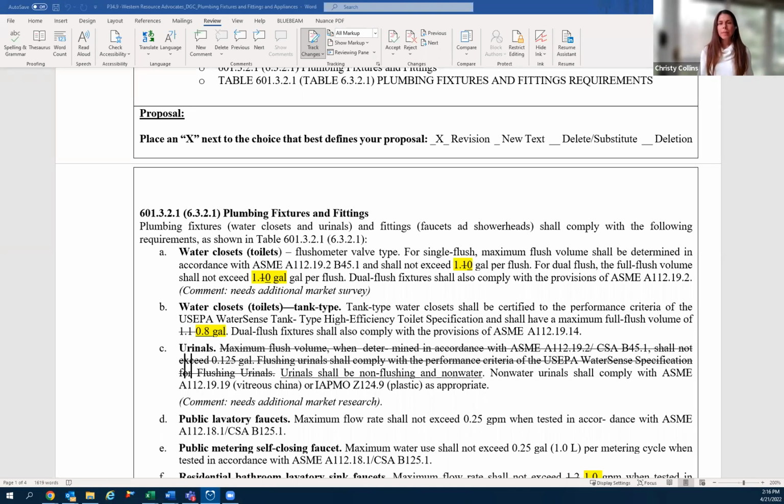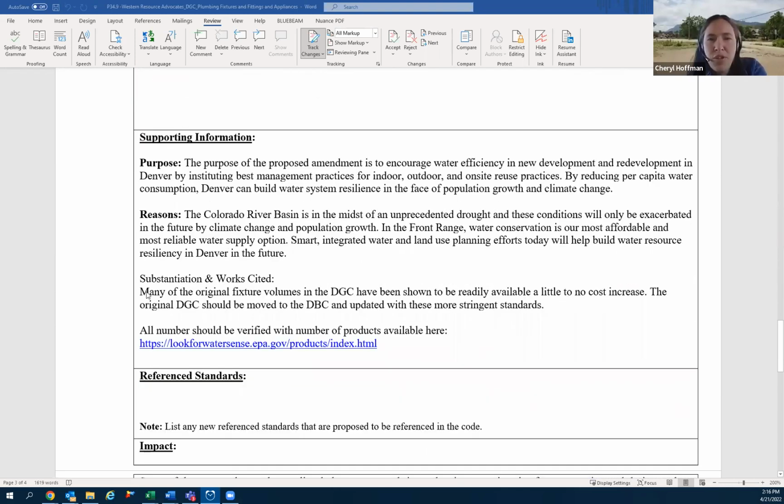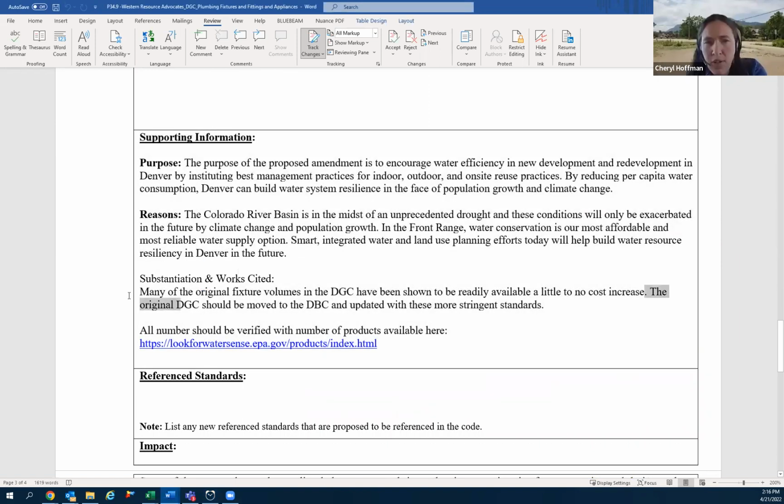Okay. The next question I had is down in the supporting information section under substantiation. The statement says many of the original fixture volumes in the DGC have been shown to be readily available at little to no cost increase. I'm curious what data that statement is based off of.